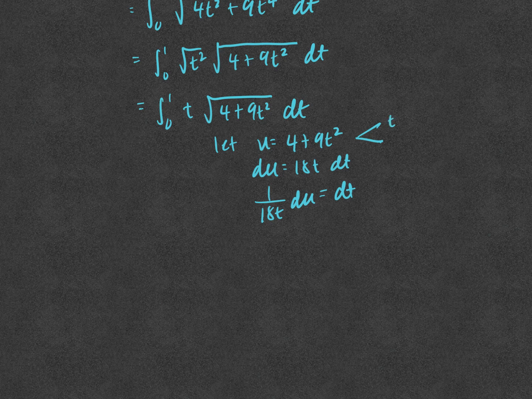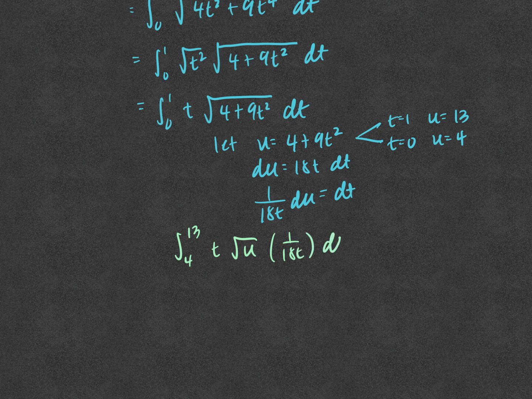Let's start with when t equals 1, we plug it in and find out that u equals 9 plus 4, which is 13. And when t equals 0, 4 plus 0 is 4. So our u bounds will be 4 to 13, so that means we don't need to go back to our t bounds. So now I'm going to switch to u sub. I'm going to say the integral from 4 to 13, our new u values, and we have t times the square root of u times 1 over 18t du. So the t's cancel out here. Let me do that in a different color.